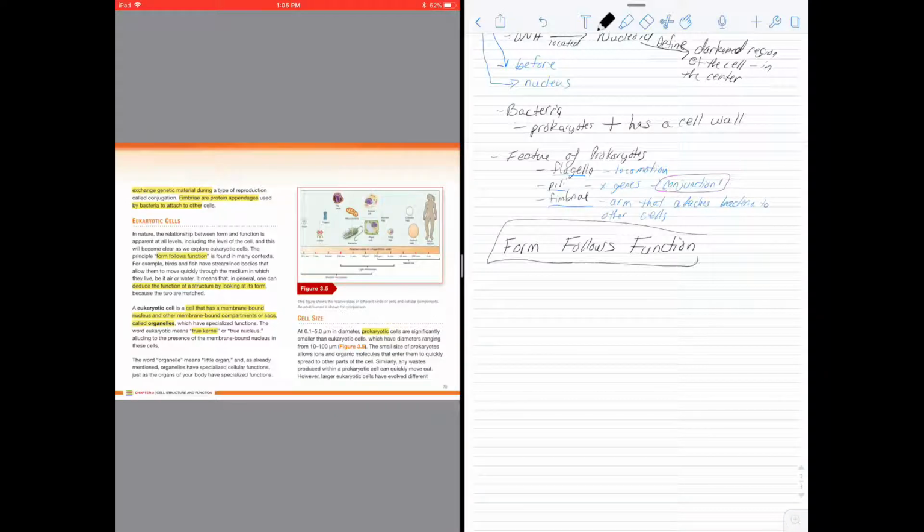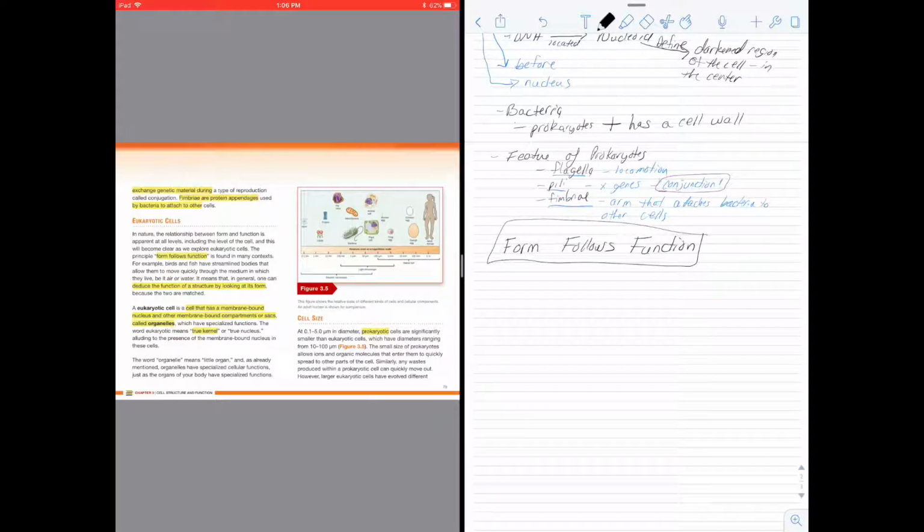But if you can't remember that, then you would come back over to your highlights where it says deduce the function of a structure by looking at its form. Okay, so that's right here. You might write that down in your notes, but if you can remember it, then you don't need to.